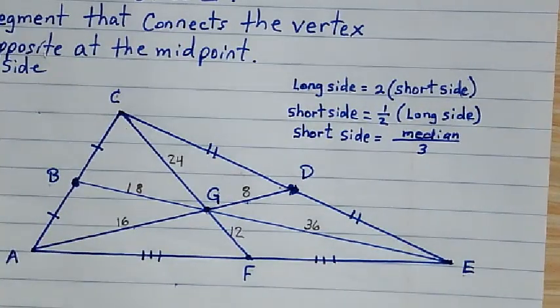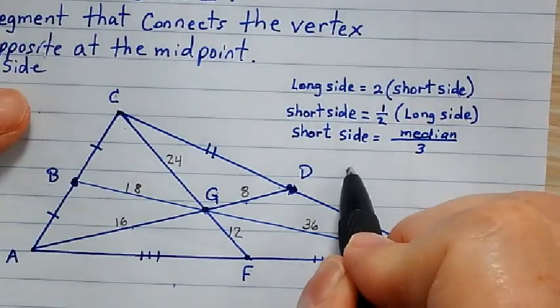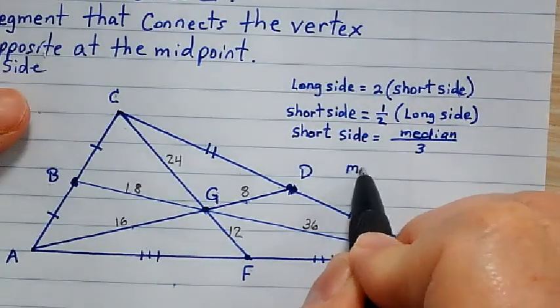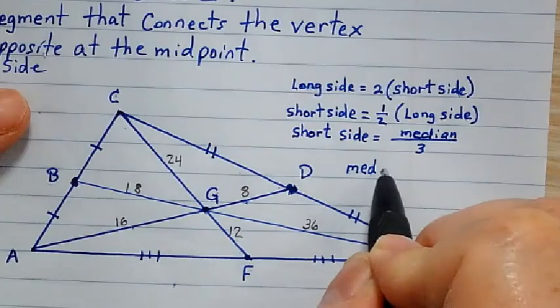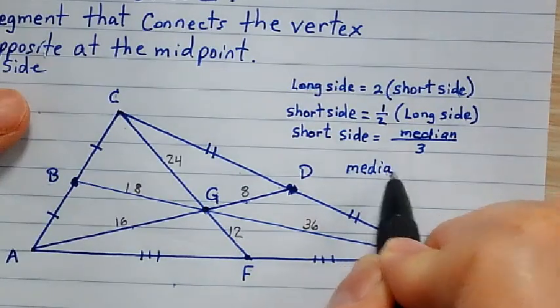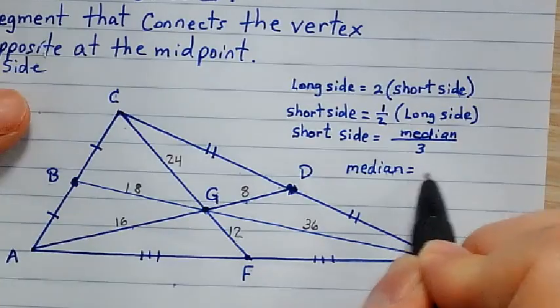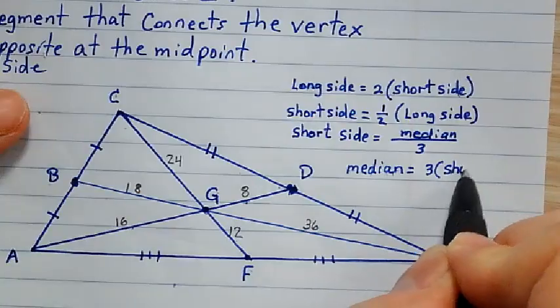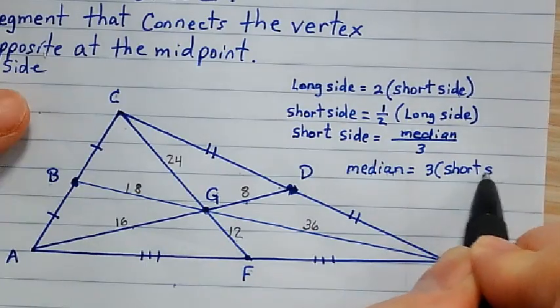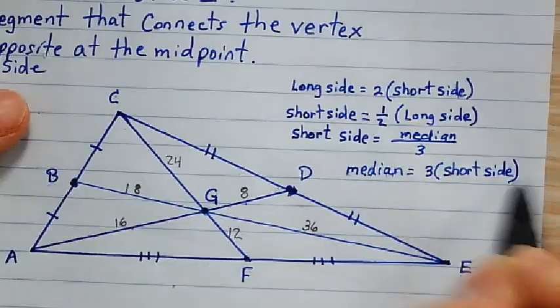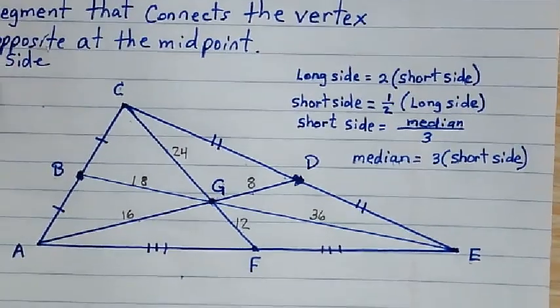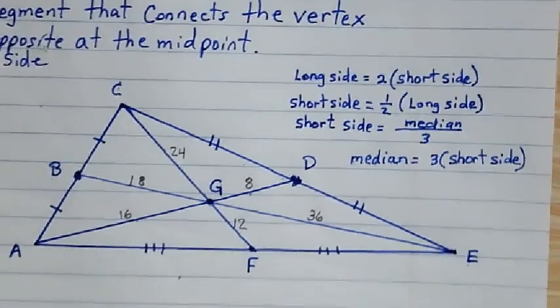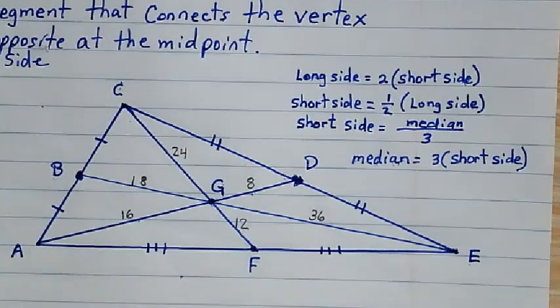The short side and the last one. If you know this, you're ready for anything that comes your way. The median, that means the length of the entire median, is nothing more than 3 times the length of the short side. So copy that, and we'll be on our way. And I'm going to show you how to use that information so you could be highly successful.